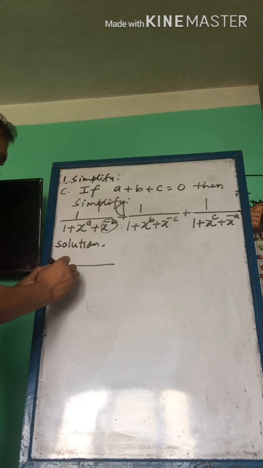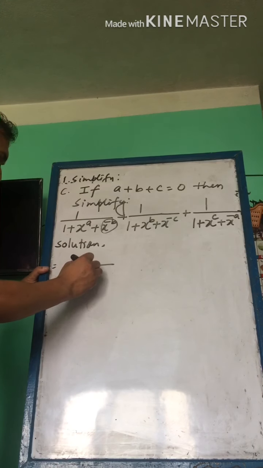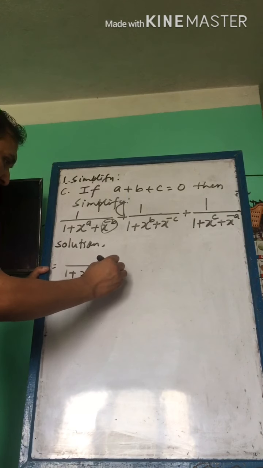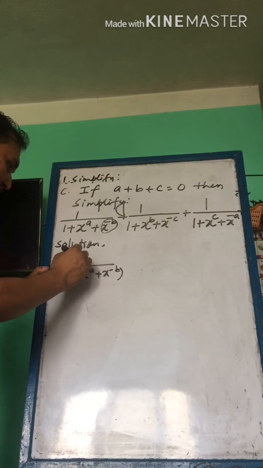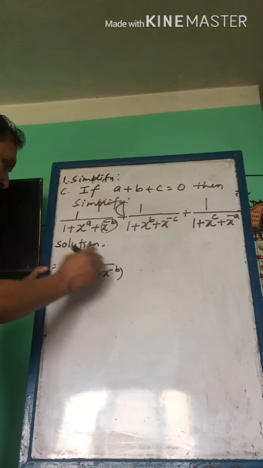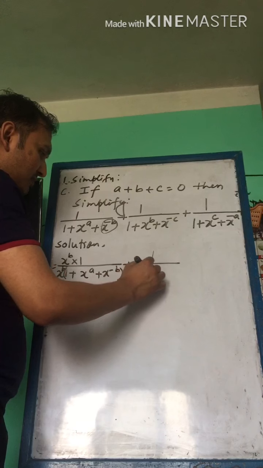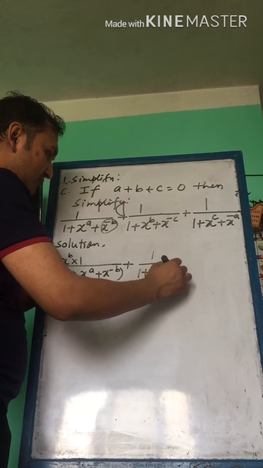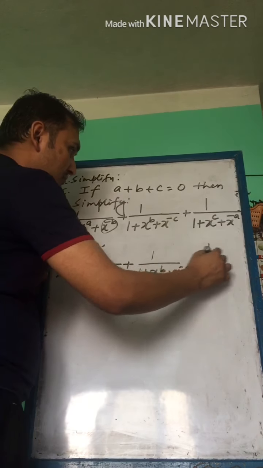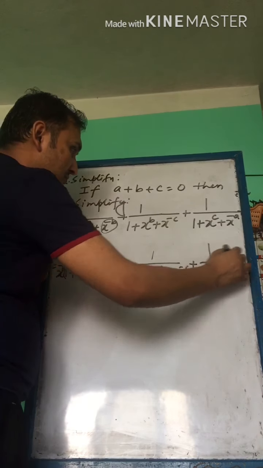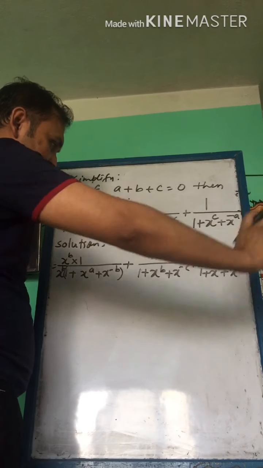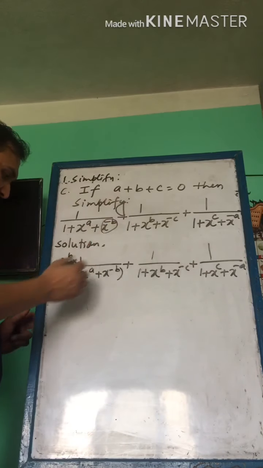Let us write 1 upon 1 plus x to the power a plus x to the power minus b. Multiply this numerator and denominator by x to the power b. The numerator is 1 into x to the power b, x to the power b. The others I keep as they are: plus 1 upon 1 plus x to the power b plus x to the power minus c, plus 1 upon 1 plus x to the power c plus x to the power minus a. I have done nothing to the others, just kept them as they are.